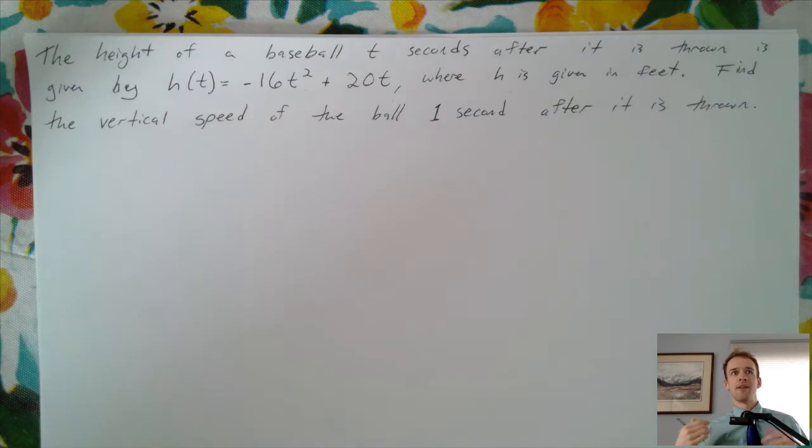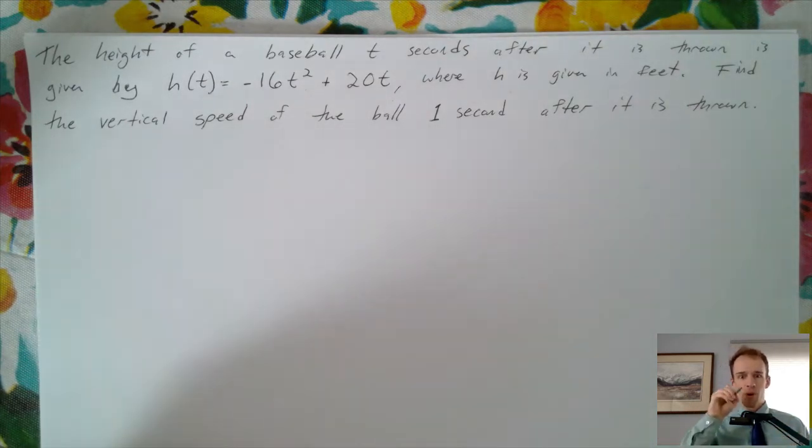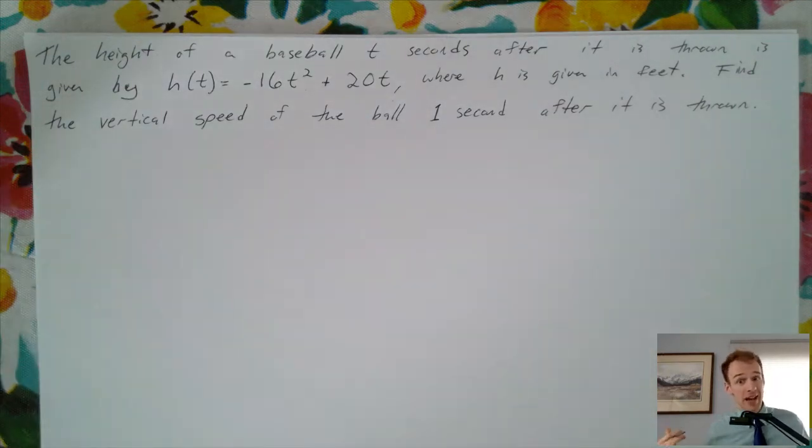Kind of like how when we were dealing with vectors, an object in motion has a vertical and a horizontal speed that you can represent with vectors. This ball is probably moving like this. I want to know just the vertical speed of it. And we can do that using calculus.